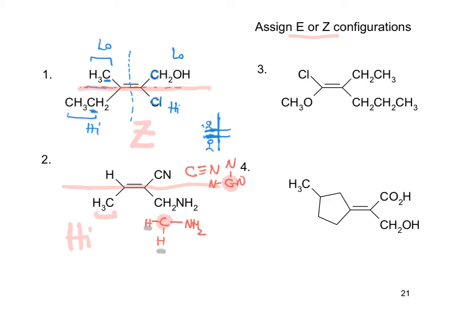Here I find hydrogen, hydrogen, 1 nitrogen. Here I find nitrogen, nitrogen, 1, and the third nitrogen as well. That means who's the winner? Who's the high priority? The CN is the high priority. So your high priorities are on opposite sides. This must be an E molecule. Let's go forward with the third one.